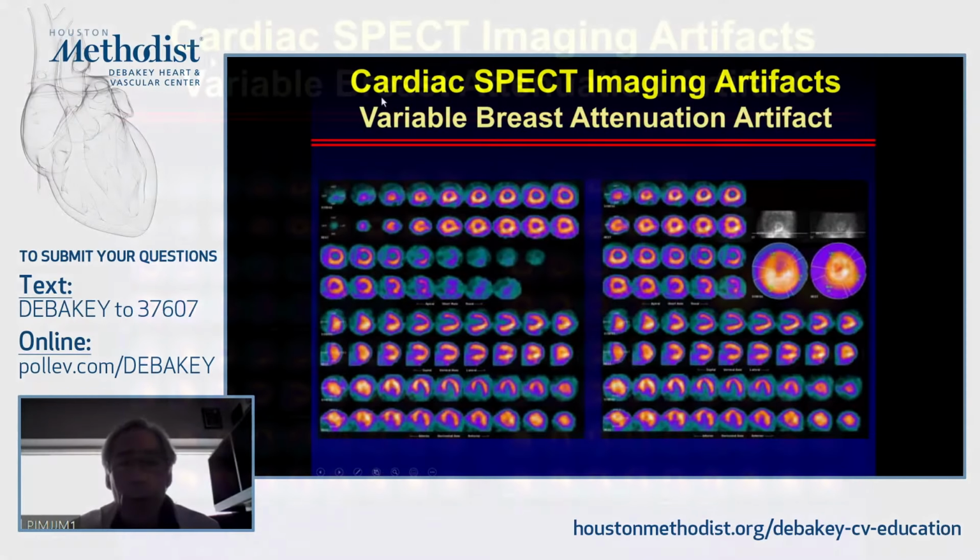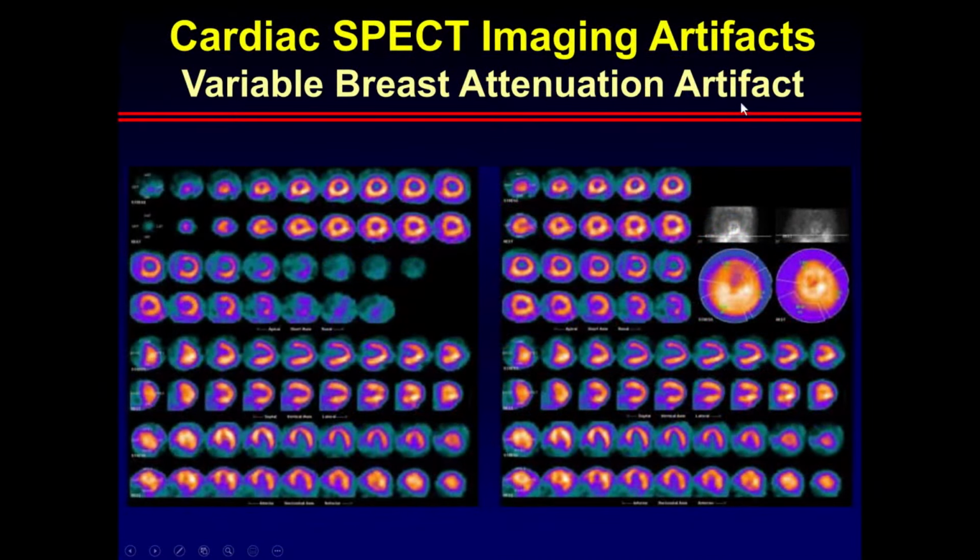This is an example of a case of variable breast attenuation artifact. Here you see an anterior defect on the first set of images during stress. On the rest images, there's no artifact. It looks normal. So you would say, my goodness, the patient has anterior ischemia. But look over here on the raw data. You can see here the breast is only partially covering the heart, causing this anterior defect. But on the rest images, the breast is covering the entire heart.